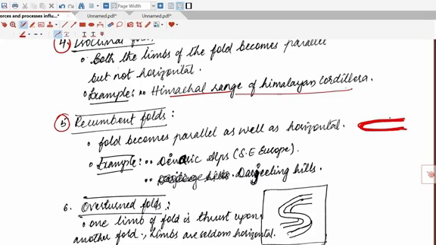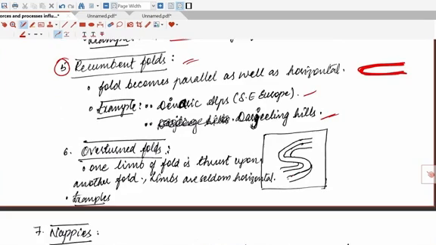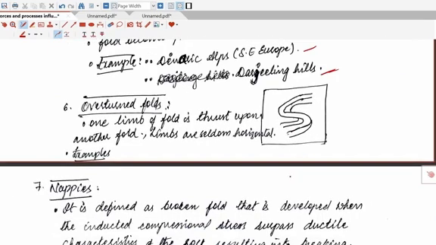See, this became parallel as well as it is in a horizontal direction. That is called recumbent folds. Example, Dinaric Alps of South Europe and Darjeeling Hills. And overturned folds. Overturned folds is nothing but we'll see folds are overturned too much.